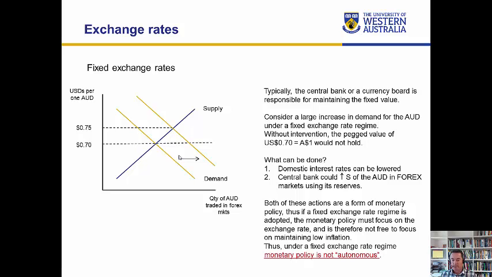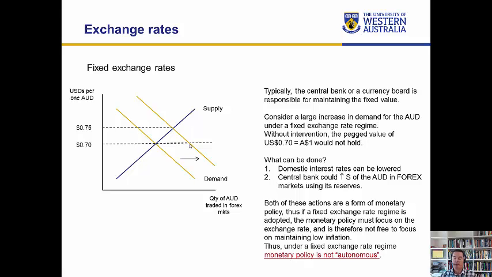The second thing that could be done to keep the exchange rate at 0.7 is that the supply curve of the Australian dollar could actually be increased by a similar amount. So the supply curve could be shifted to the right so that it intersects the new demand curve at the dotted line at the fixed exchange rate of 0.7. So just imagine the supply curve moves out and creates a new equilibrium at 0.70.